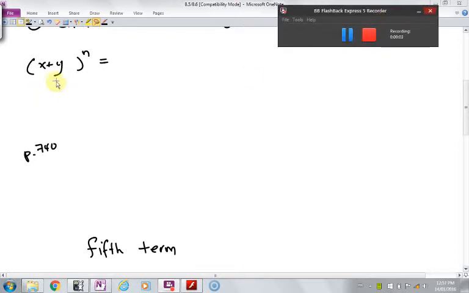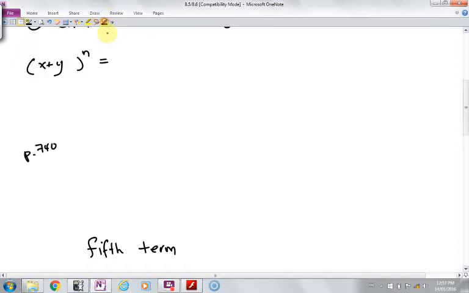If we want to expand x plus y to the power of n, so in other words, I'm talking about any binomial, a binomial meaning two terms added together, to any exponent n, okay? The first thing I do is I set up the coefficients. And the coefficients are coming from Pascal's triangle. They're the terms in Pascal's triangle, okay?